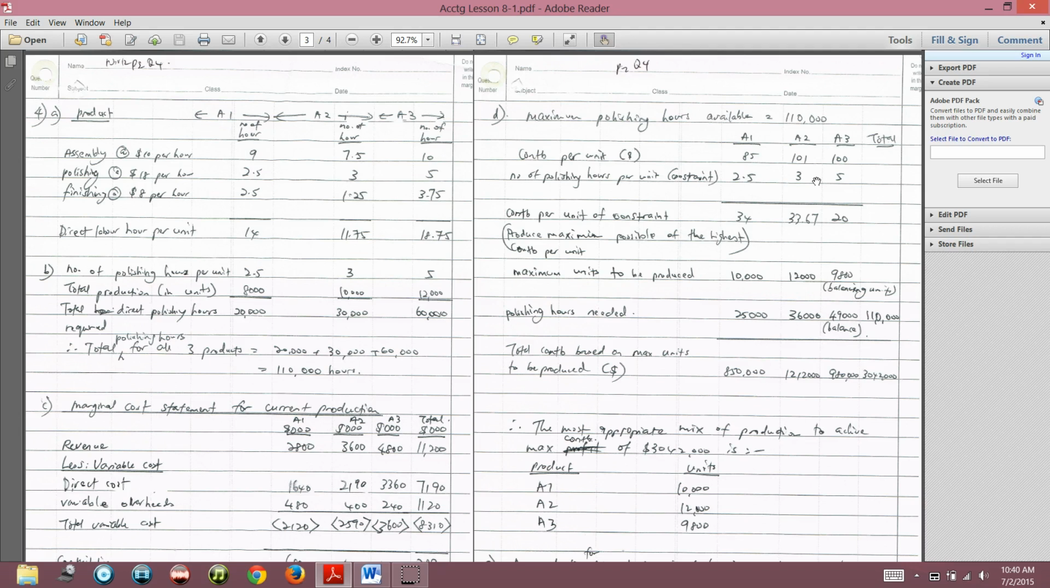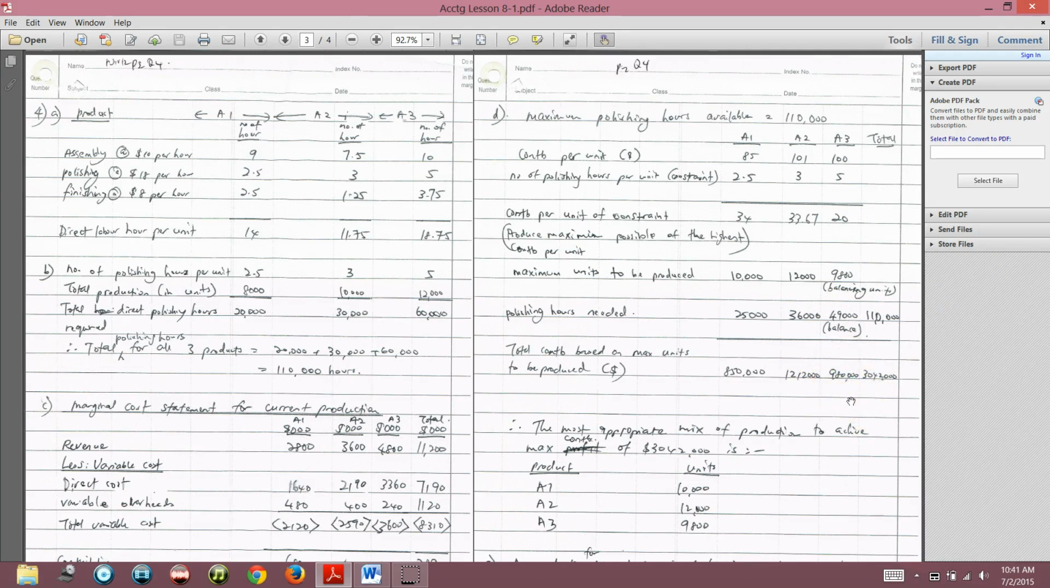101 divided by 3 is actually 33.666666. Then I times 36,000. Then I get 121,999,999.99. So I round it up, I will get 1,212,000. So this is a rounded up figure. Then this one you take 20 times 49,000, you get 980,000. Then you total up this one.